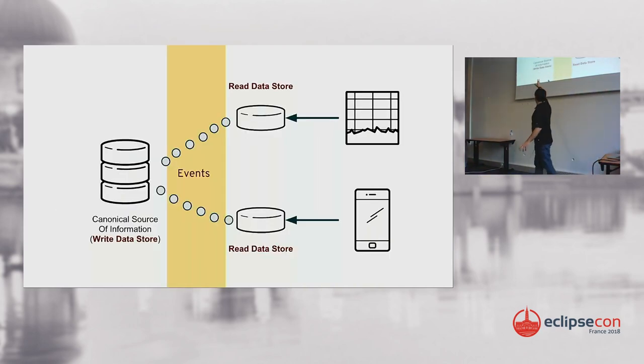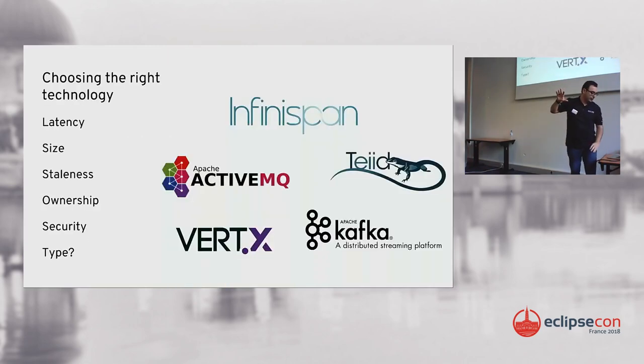Anyway, so how does that work? We have a write data store, which is my canonical source of information. It's where I write. And every single write will generate events that can be consumed by one or more read data stores. Here I have two of them. One can be used for doing graphs, for example, and one can be used for sending text messages or something like that. This part here is actually where the magic may happen in terms of reactive, because we have a flow of events.